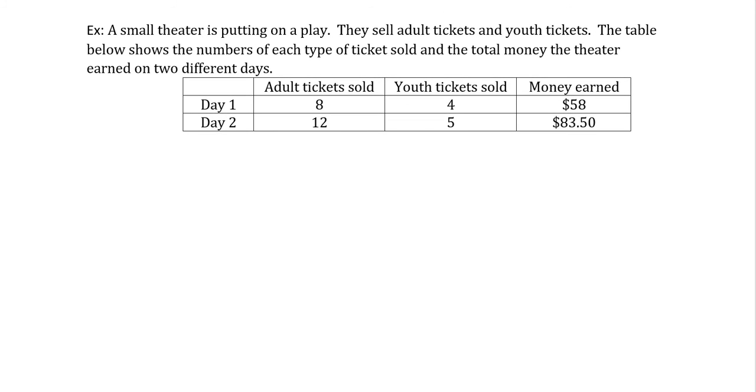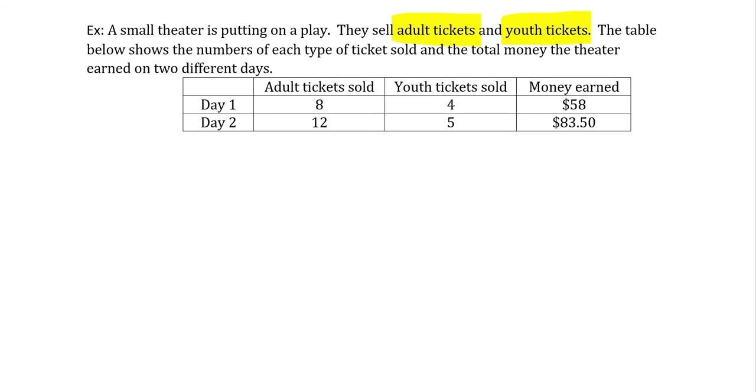And we've seen questions like this before, but it has been a while. So a small theater is putting on a play. They sell adult tickets and youth tickets. So there are two different things going on. The table below shows the number of each ticket sold and the total money the theater earned on 2 different days.